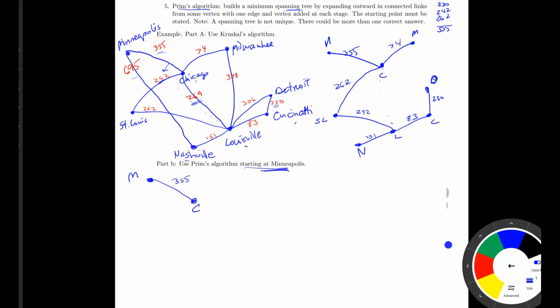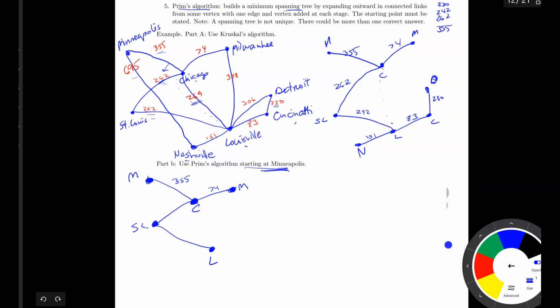Okay, so then I can move out from this vertex, or I can move out from this vertex, but I'm looking for the next smallest weight. So of course it's going to be this one with 74 to Milwaukee. I move out from this vertex, or this vertex, with the next smallest weight. The next smallest weight is going to be Chicago to St. Louis. Then again, I move out from this vertex, or this vertex, for the next smallest weight. So it's going to be this one from St. Louis to Louisville.